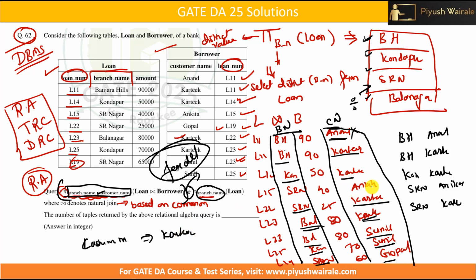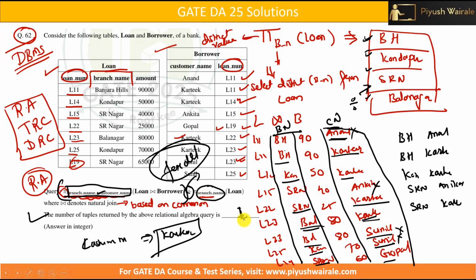What about Ankita? No, just one entry. What about Sunil? We have Balanagar and Kondapur, but for Sunil, BH and SRN entry is not there. So Sunil also will not be in the output. Same for Gopal. So we just have one entry in the output, that is Karthik. So the number of tuples returned by the above relational algebra expression is 1. So 1 is the correct answer here.